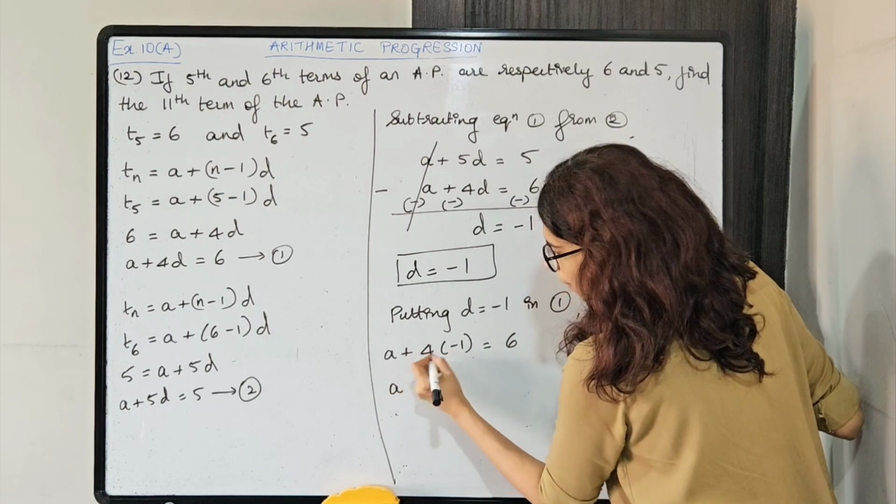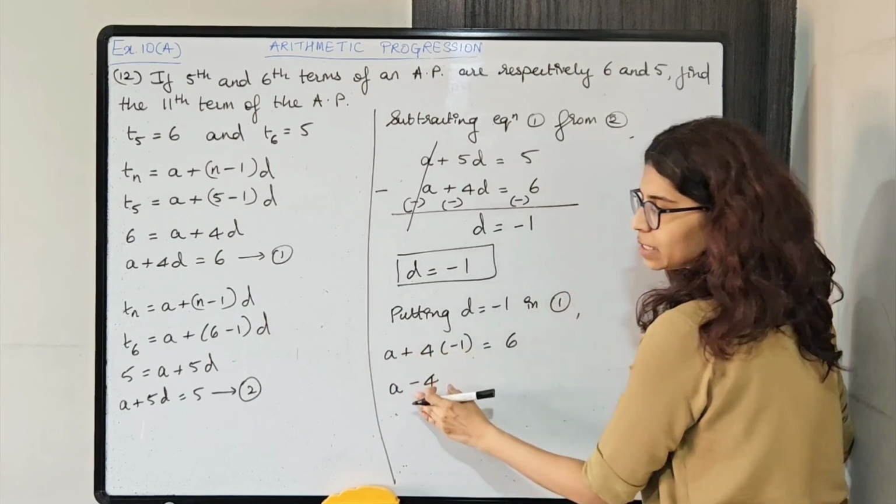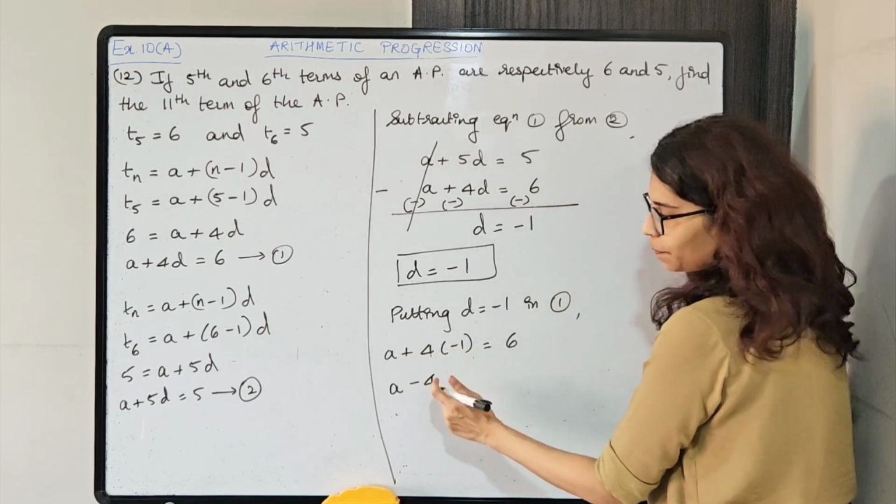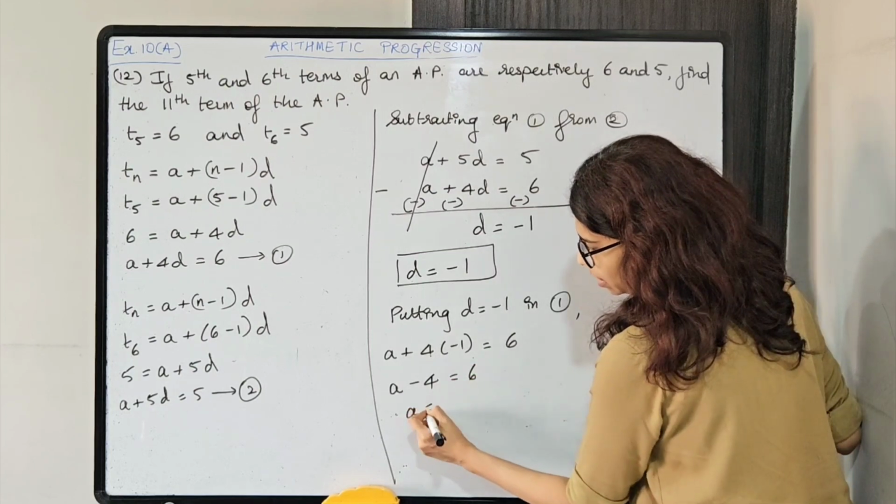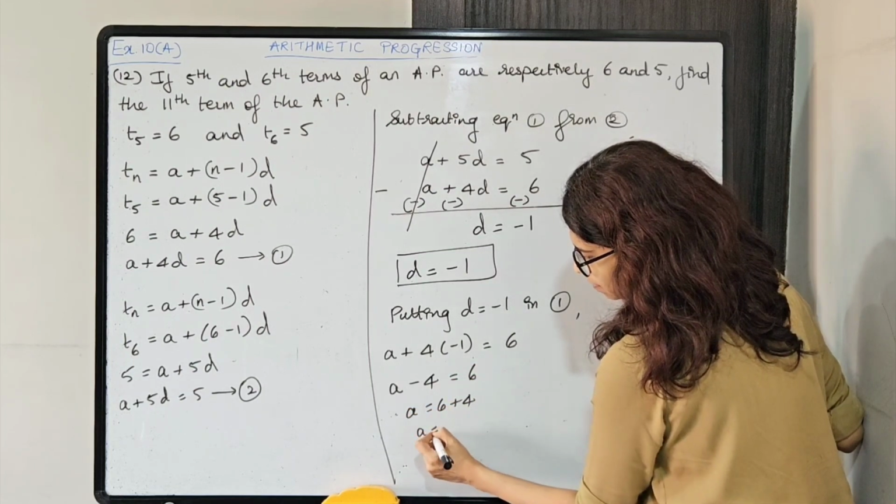So a minus 4 हो जाएगा, plus into minus is minus and 4 ones are 4. Okay, so a is equal to 6 plus 4, that is 10.